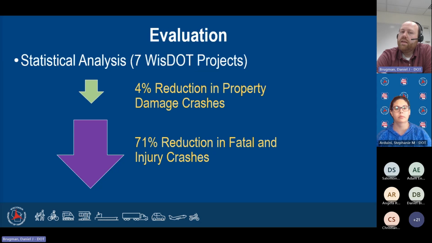Overall, the analysis showed very similar results, with over 70% reduction in those fatal and injury crashes, and we saw pretty much no change in the property damage crashes for those 7 sites. When we compare our results to what FHWA has found nationwide, approximately a 54% reduction in those fatal and injury crashes, we're actually seeing better results than what they found in that study.